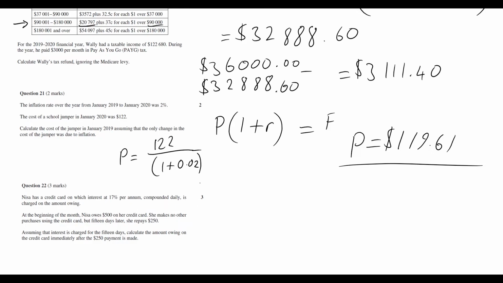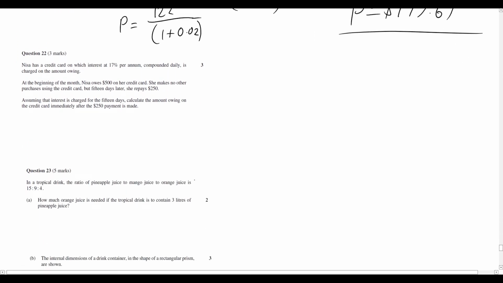All right, question 22. Nisa has a credit card on which interest at 17% per annum, compounded daily, is charged on the account owing. Emphasis on the compounded daily section. At the beginning of the month, Nisa owes $500 on her credit card. She makes no other purchases using the credit card, but 15 days later, she repays $250. Assuming that interest is charged for the 15 days, we need to calculate the amount owing on the credit card immediately after the $250 payment is made.